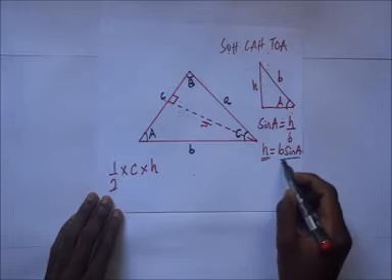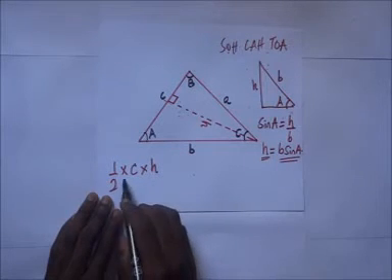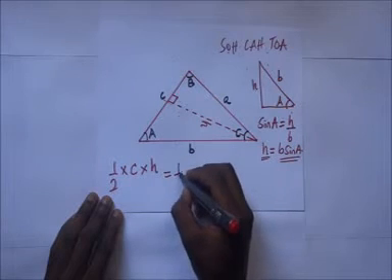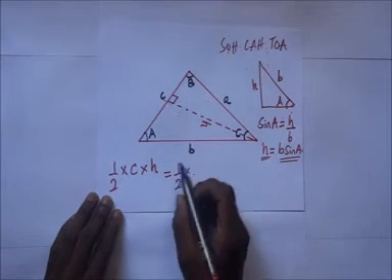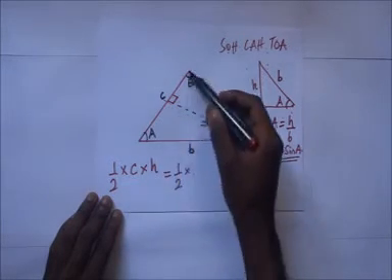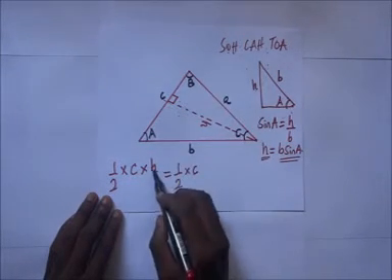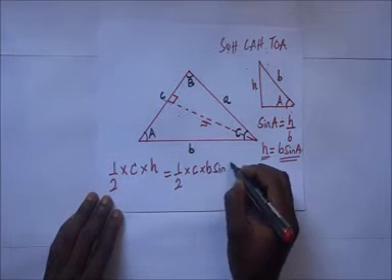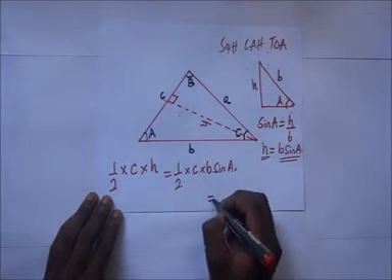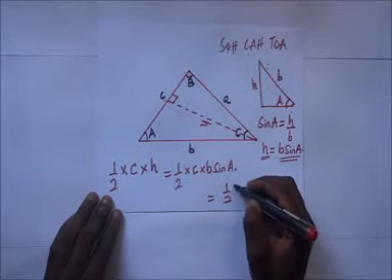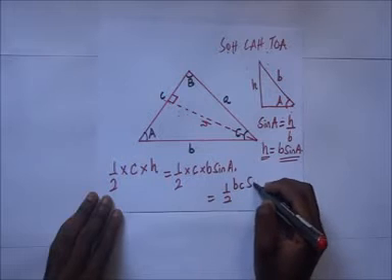So substituting for this here, it means the area of this triangle can still be gotten by saying a half times C, which is the base, times H, which is B sine A. We can rearrange this by calling it a half times BC sine of A.